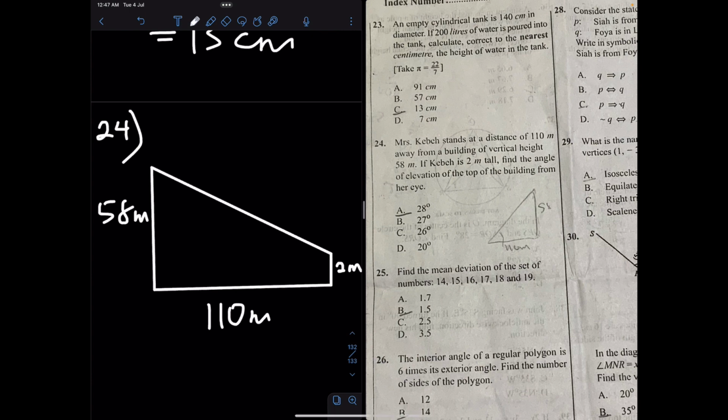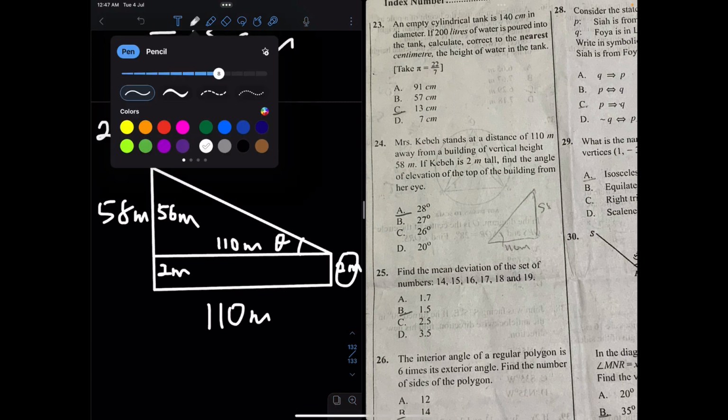Now, if this is 110 meters, then the horizontal here will also be 110 meters. Let the angle of elevation of the top of the building from our eye be theta. So what we want to find now is theta. If this is 2 meters, then this also will be 2 meters, and this will be 56 meters.